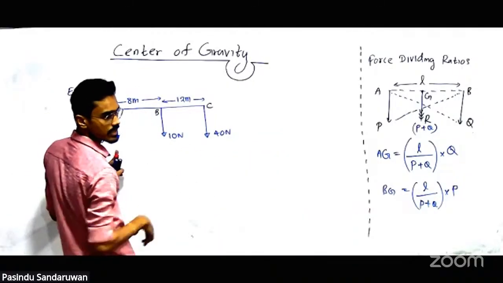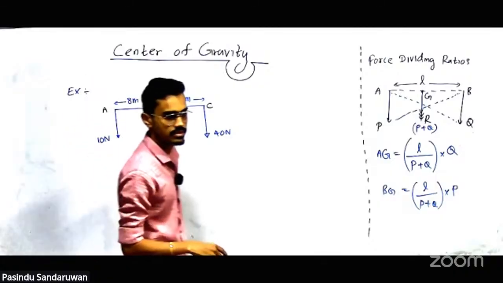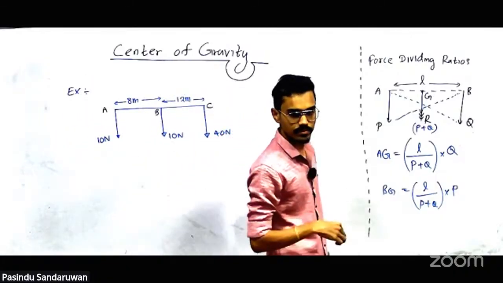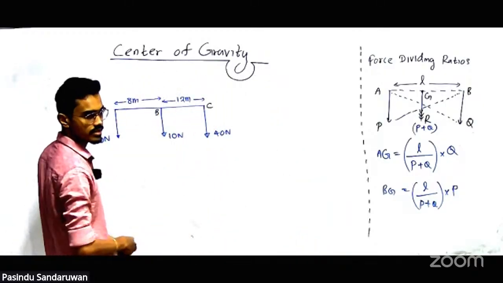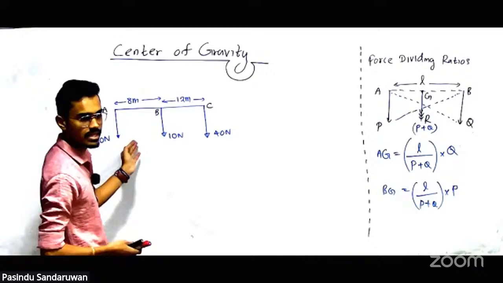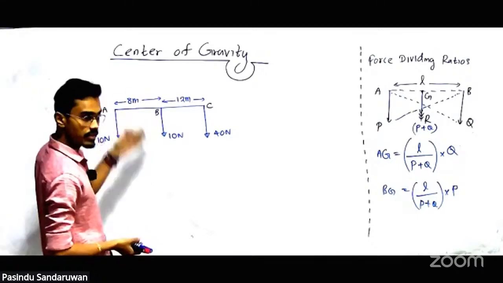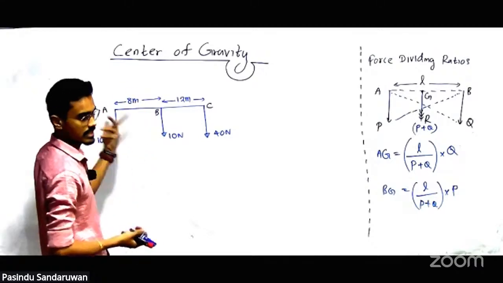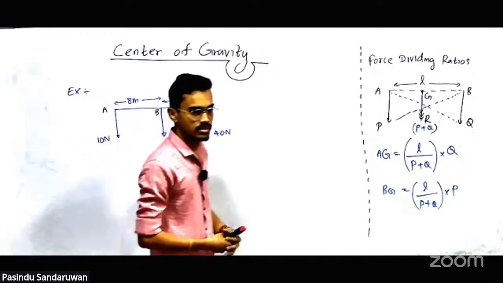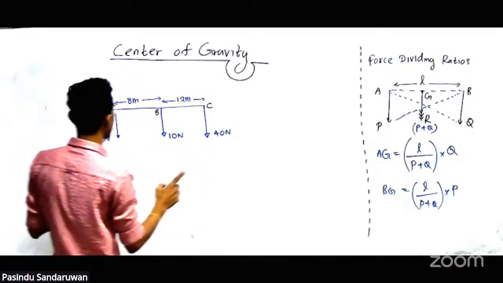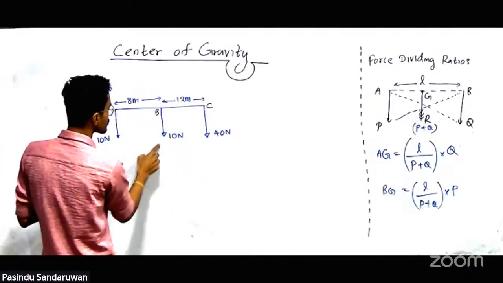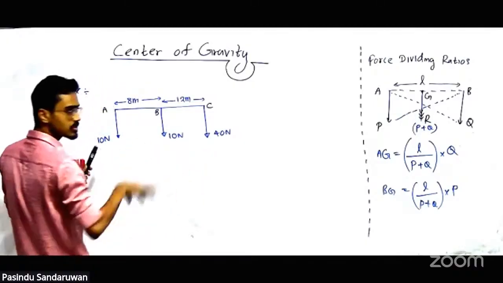Take the resultant just by using this. From 10 and 10, resultant one. If there is 10 and 10, that is exactly in between. Otherwise, if you apply force dividing ratios, this is what happens. You can apply force dividing ratios just for these two and find the resultant of these two first.